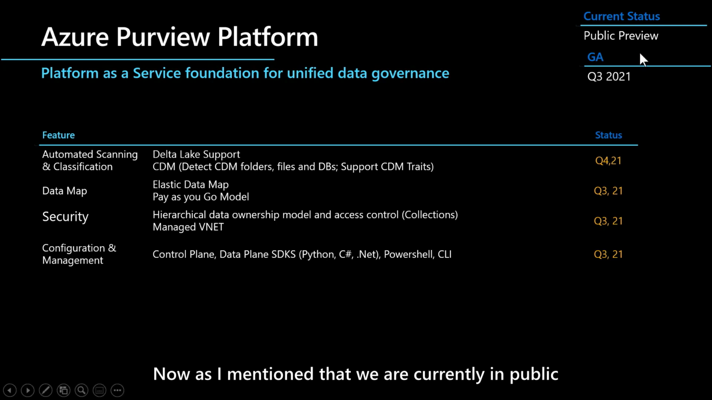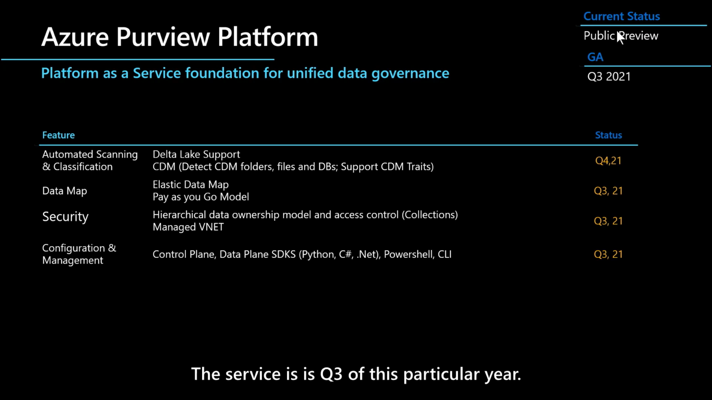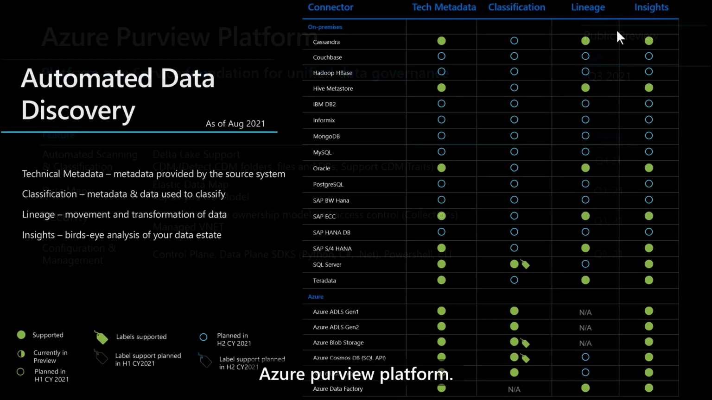Now, as I mentioned, we are currently in public preview, and our target to GA the service is Q3 of this particular year. So by end of Q3, our goal is to GA the Azure Purview platform.